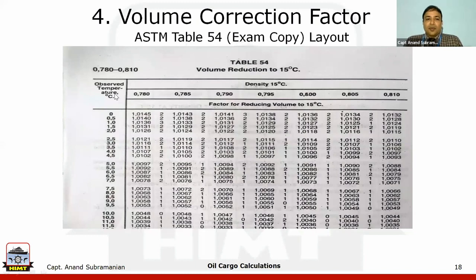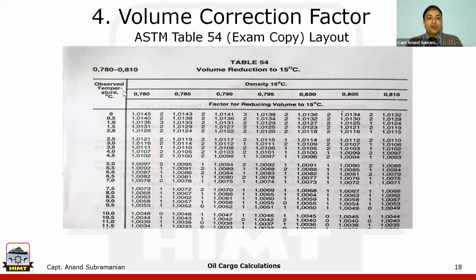Now, what is the purpose of using ASTM Table 54? It's a volume reduction. That means volume. I'm going to convert the volume to 15 degrees Celsius. Like I said earlier, mass, the weight, is equal to volume into density. We already have the density at 15 degrees Celsius, but the volume is at an ambient temperature. It could be 35, it could be 30, it could be 15, it could be less than 15, 5, 10, depending on which place you're loading the oil from. So our intention is, before we use a formula, we all have to get it to the same temperature. So what we find easier is to convert the observed volume into volume at 15 degrees Celsius. That's our goal over there.